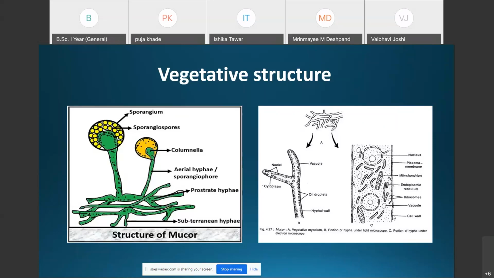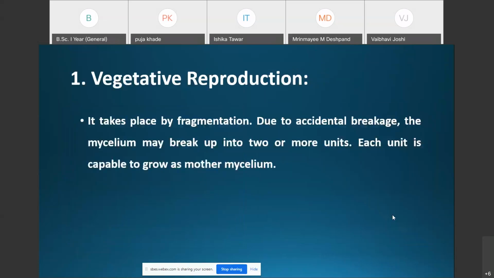Okay, then the reproduction in the mucor takes place by three methods. The first one is vegetative reproduction, the second one is asexual reproduction, and the third one is sexual reproduction. Okay, we are discussing here the reproduction in the mucor.